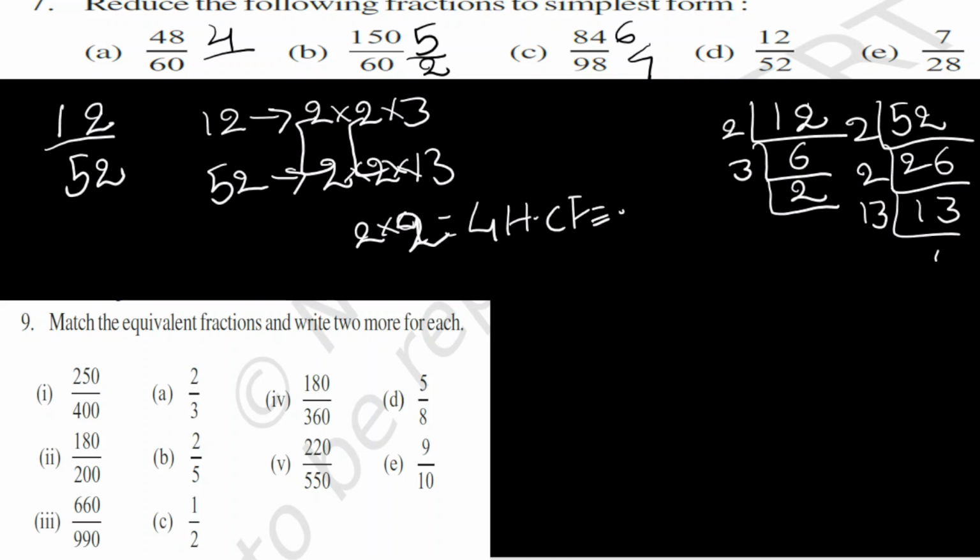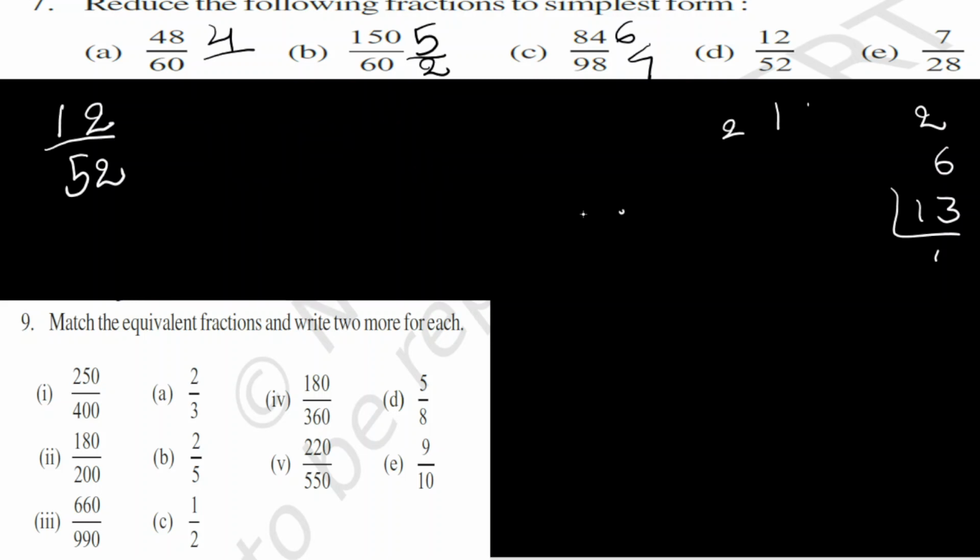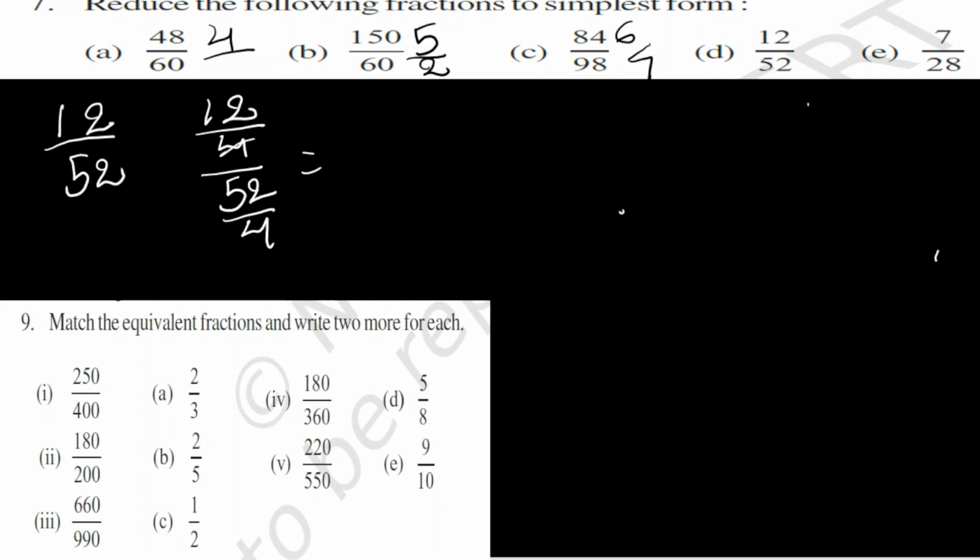HCF equal to 4. Now after finding the HCF, you need to divide both the numerator and denominator with the HCF. Now let's divide it with 4. 12 by 4 and 52 by 4. This is nothing but 3 by 13. The simplest form of 12 by 52 is 3 by 13.